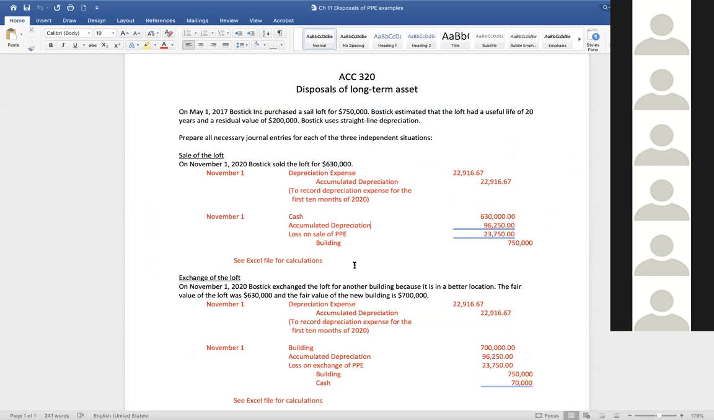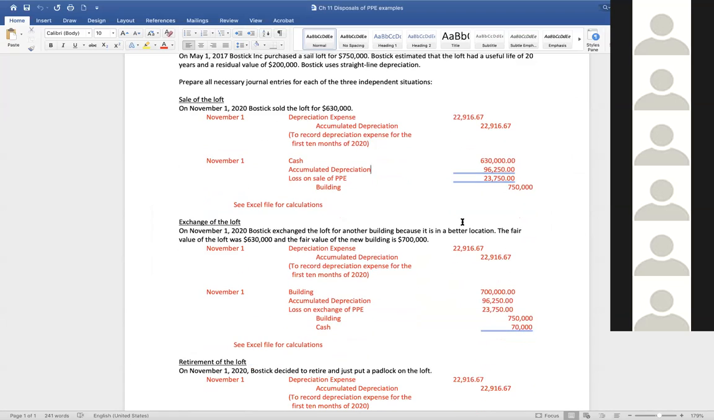So we've got the cash of 630,000 that we received. We're going to credit the building for 750,000, the cost. And then we debit accumulated depreciation for the balance in the accumulated depreciation, the 96,250. And then we debit the loss that we just calculated of 23,750.